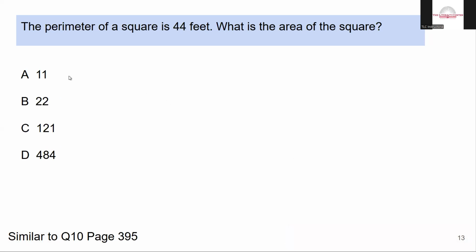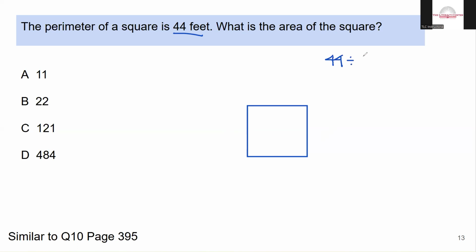All right, let me explain this problem. So let me draw a square. There's a pretty good square. And our square has a perimeter of 44 feet. Now, what we know about a square is that the sides are all the same. So if the sides are all the same, we could find the length of a side by dividing by 4. 44 divided by 4 is 11. So the sides of our square are all 11. That makes sense. We add up 11, we get 44.